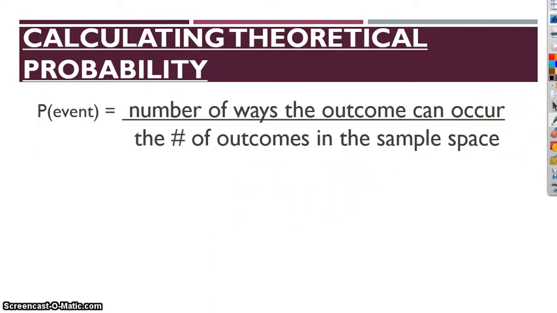Now, we see a formula that will help us to calculate theoretical probability. It is the number of ways the outcome can occur over the number in the sample space. That's why it's important for us to be able to tell the size of the sample space. Notice we have a numerator and a denominator, so this is a fraction. We know that fractions can be converted to decimals and percents, and that's why you can write probability in all 3 ways.